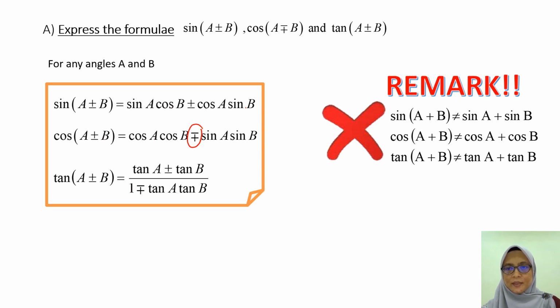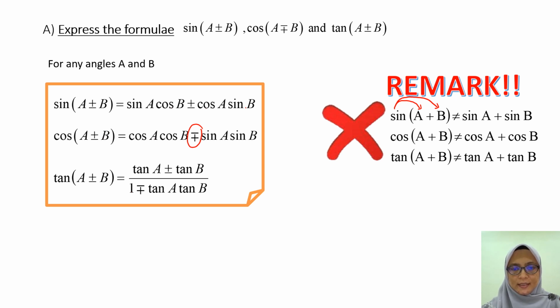Okay, so the remark here means that this is not equal. So sin A plus B is not equal to sin A plus sin B. So this is not about a factor that you have to multiply or expand by multiplying A with B. So it is not sin A plus sin B. So the same goes for cos A plus B, that is not equal to cos A plus cos B. Okay, so we can substitute values.